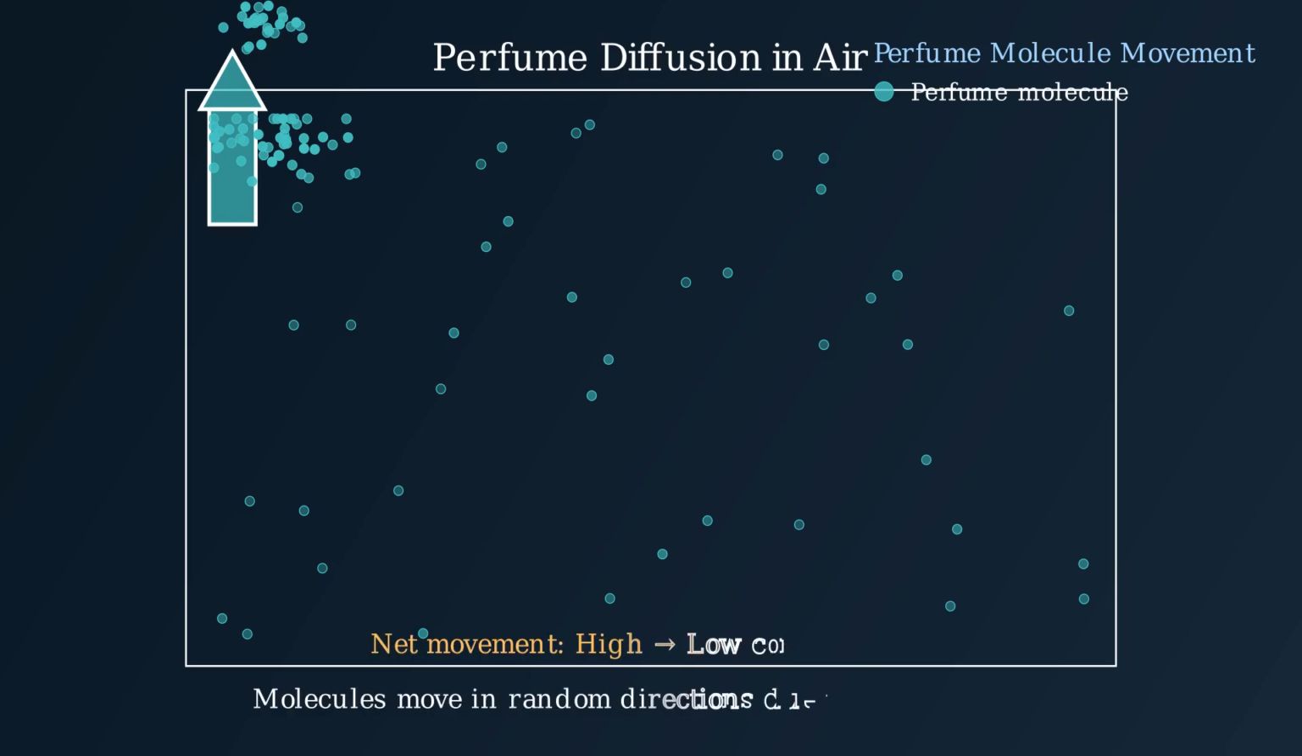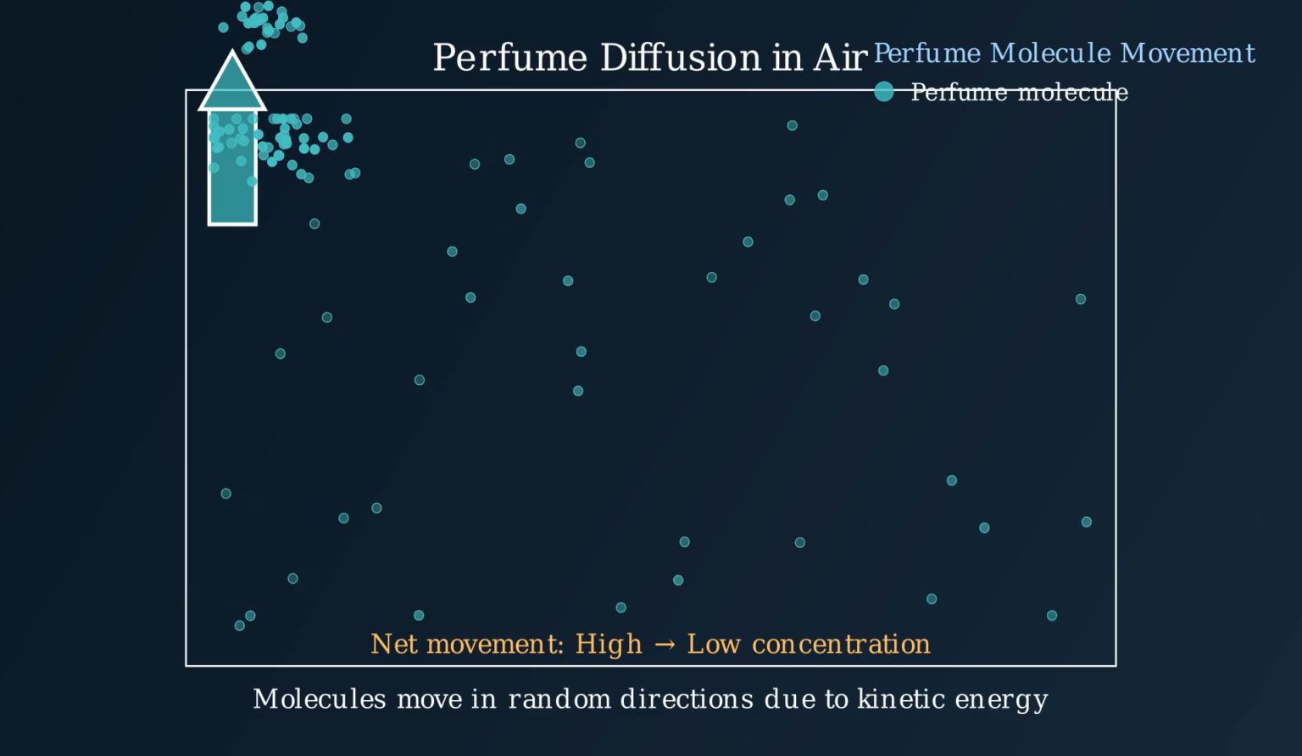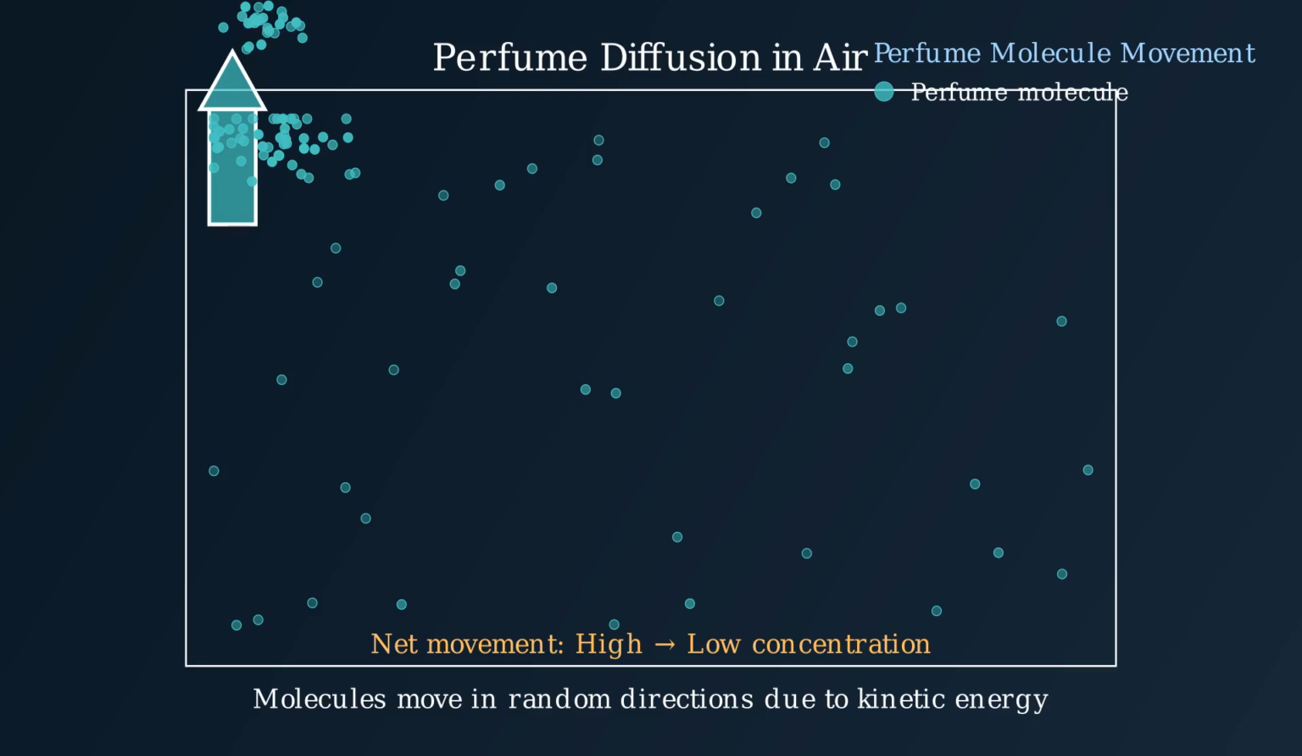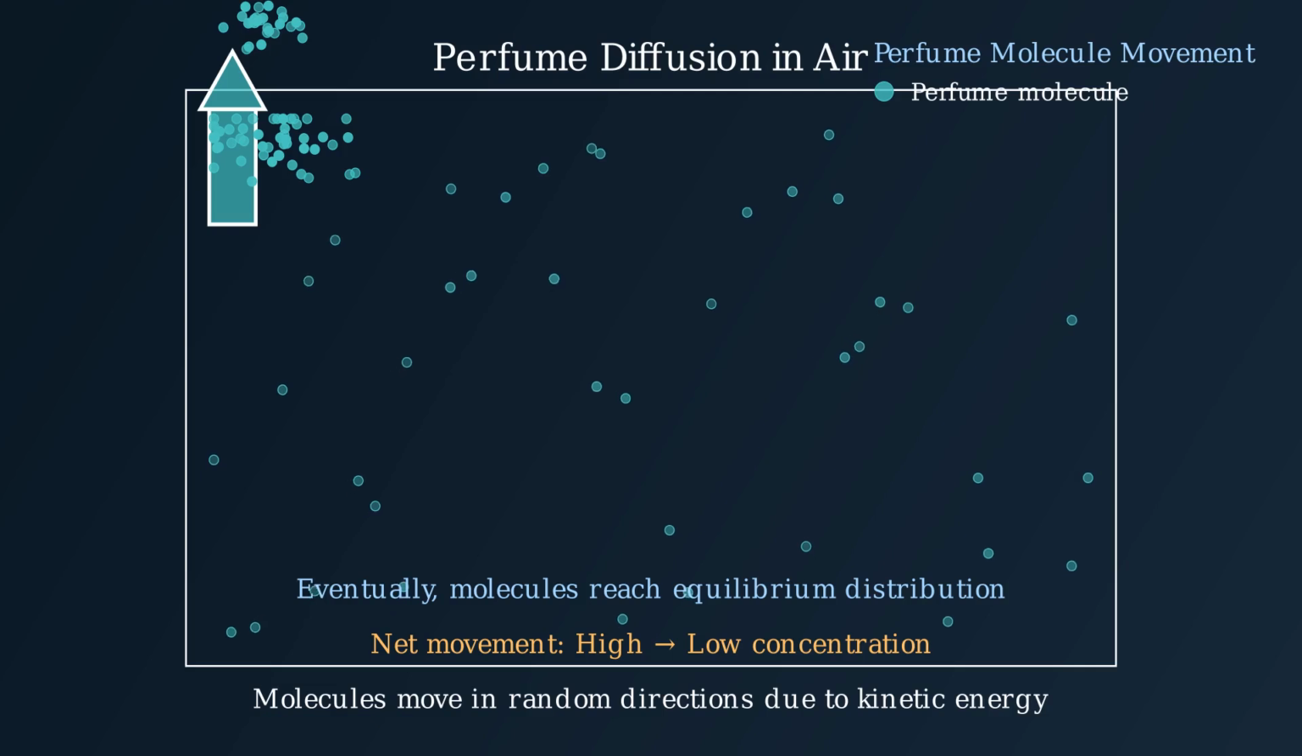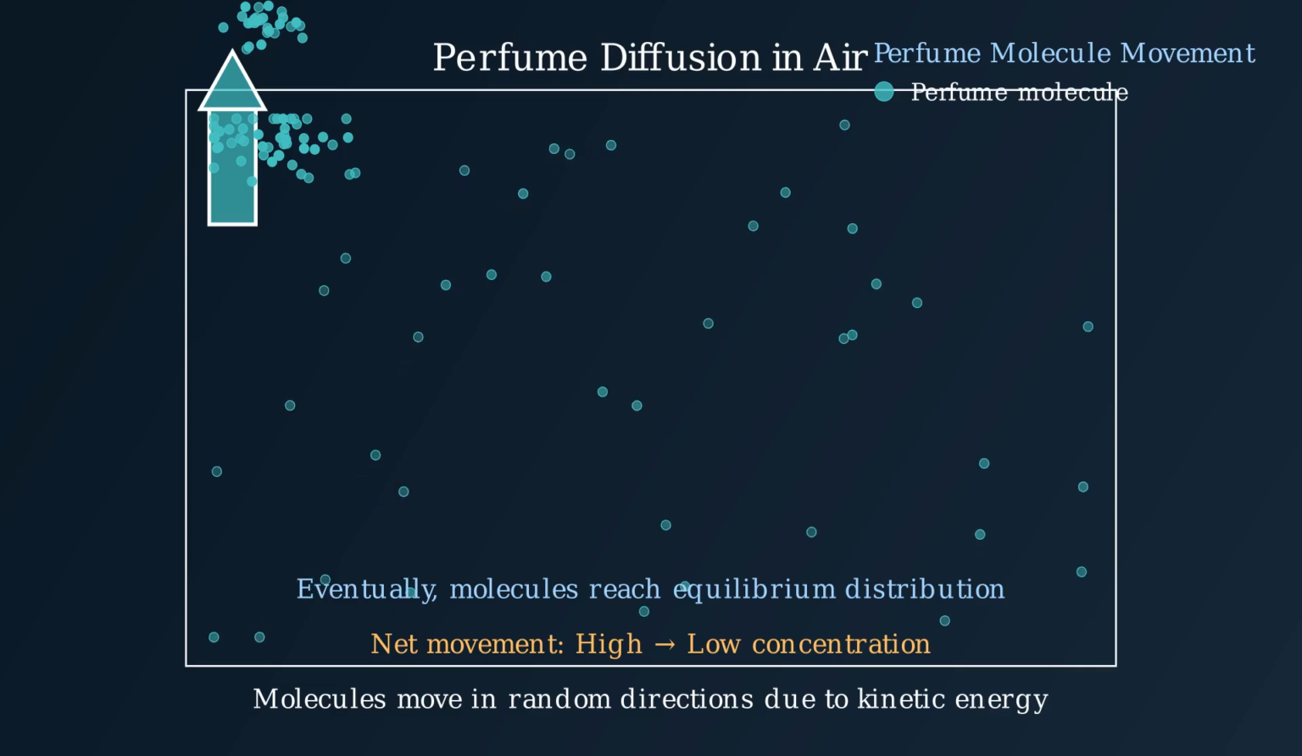While each individual molecule moves randomly due to its kinetic energy, the collective behavior results in the scent spreading throughout the entire room. Eventually, the perfume reaches an equilibrium distribution, although the molecules continue their random motion.